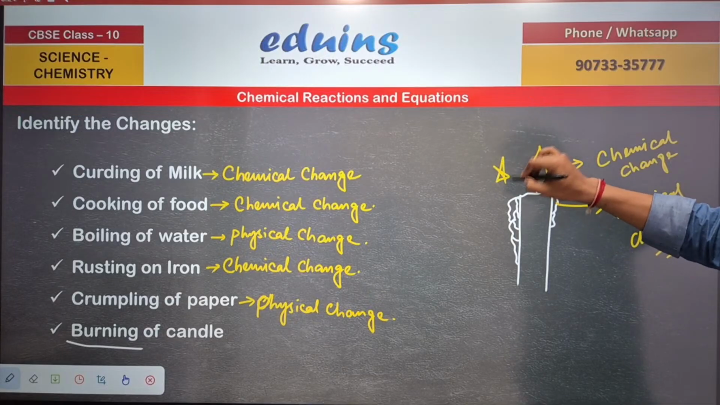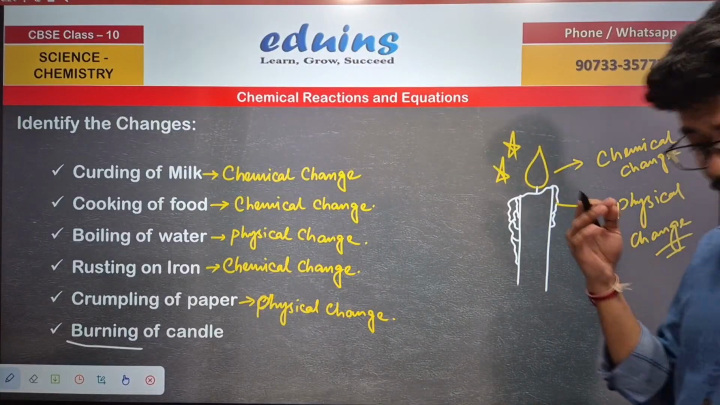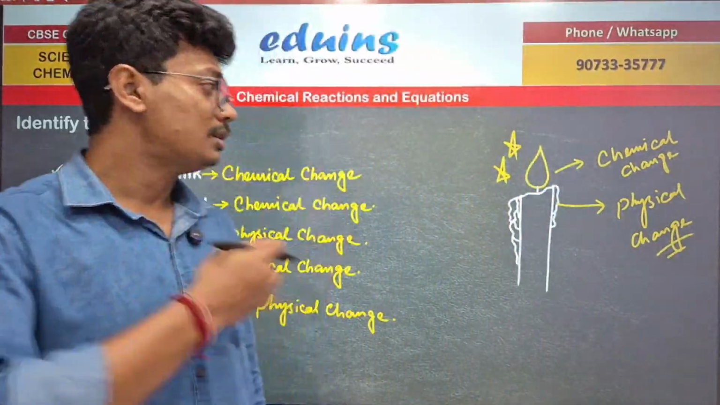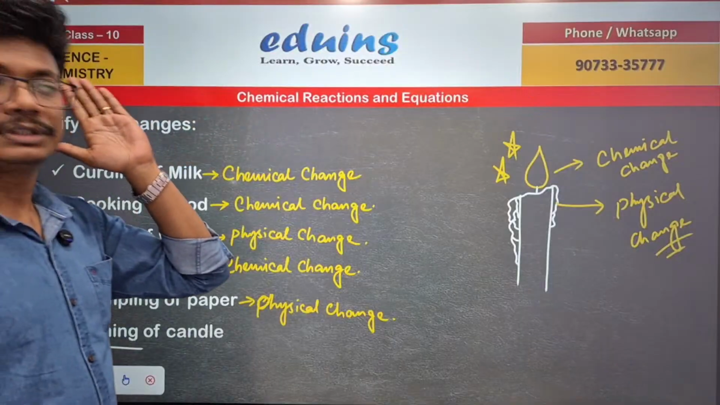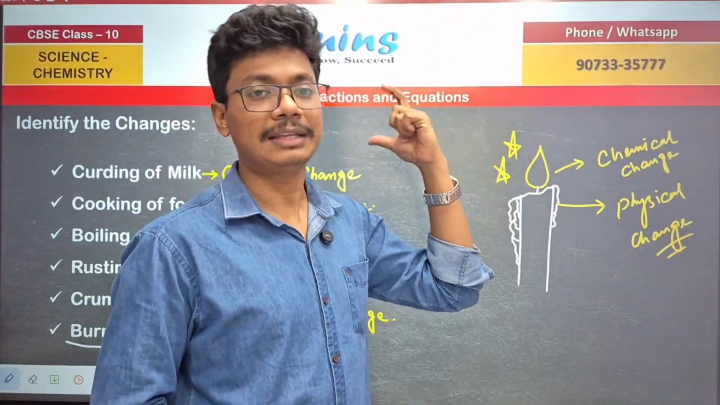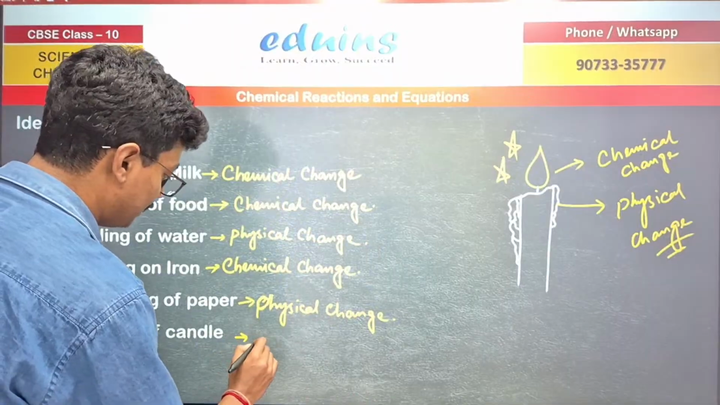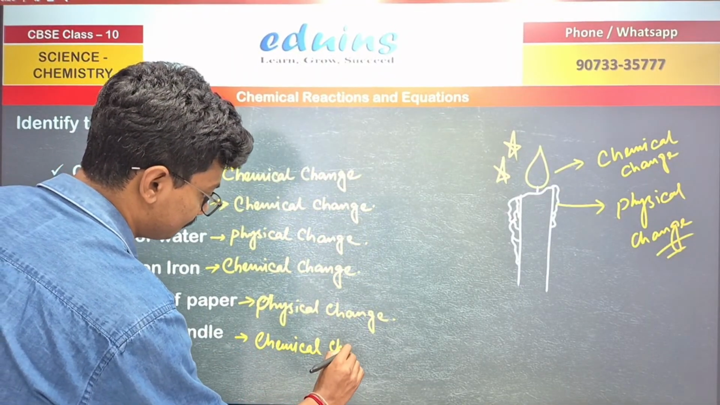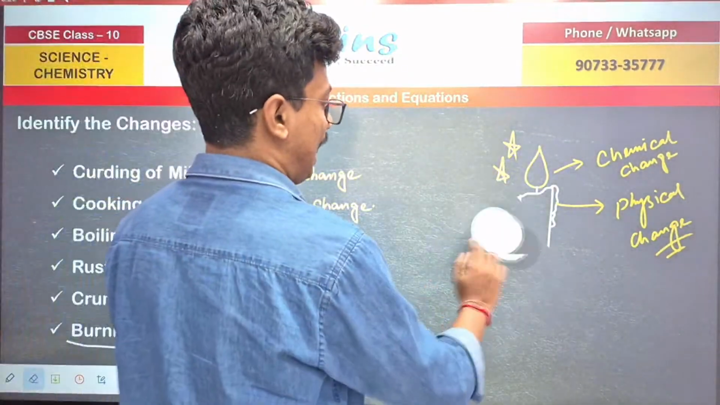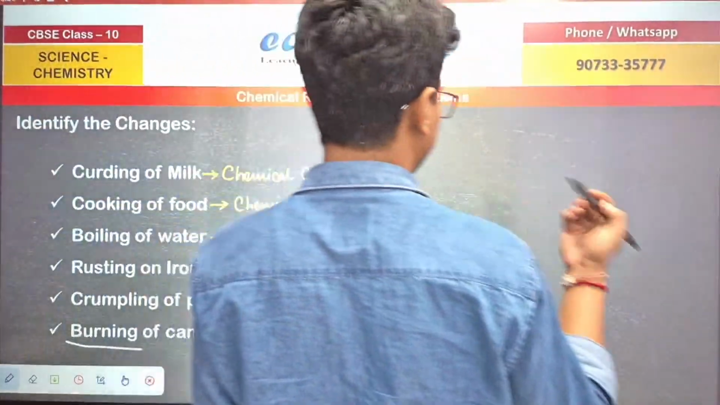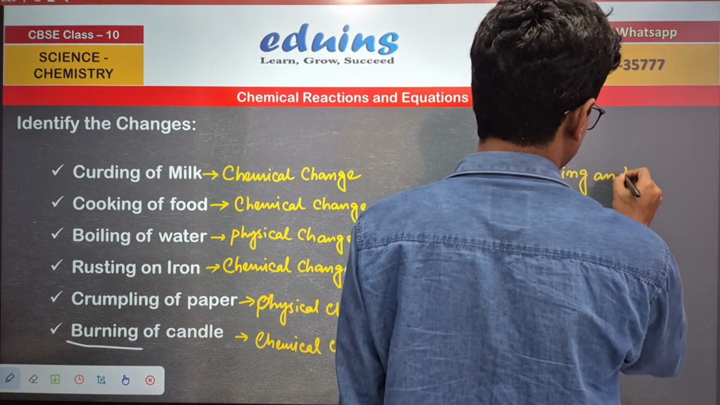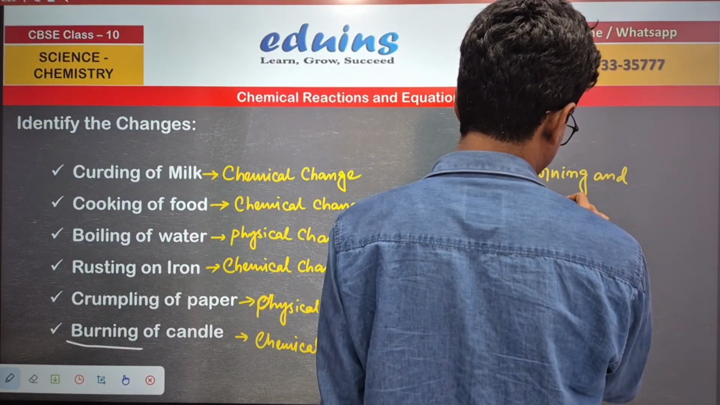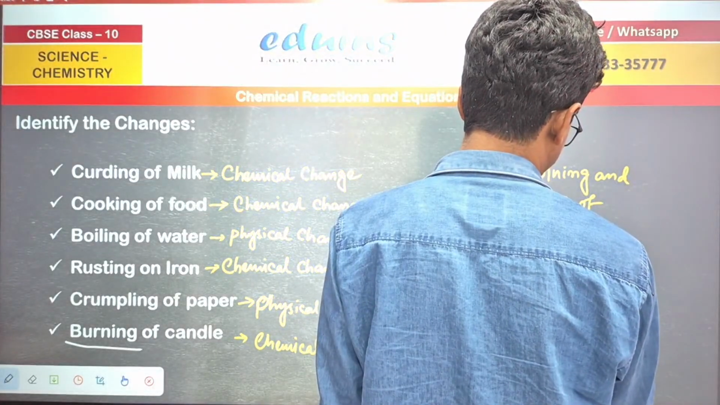So this is very, very important. The name of an incident where the physical and chemical change occur simultaneously, in one incident, is the burning of candle. The burning of candle is the chemical change and melting of the wax is the physical change. Clear? And the incident where the physical and chemical change occur simultaneously is burning and melting of candle.